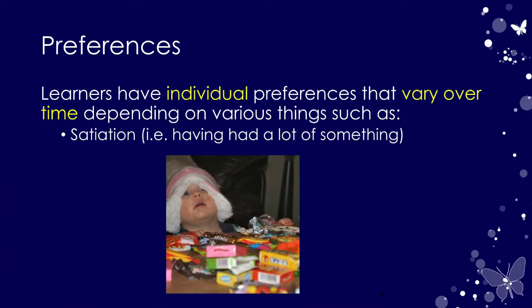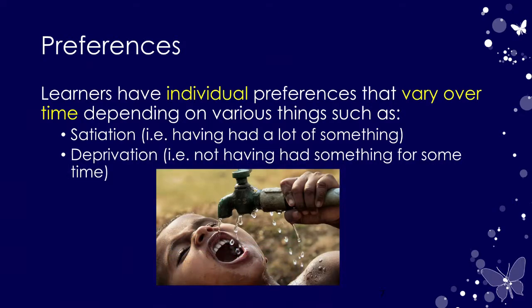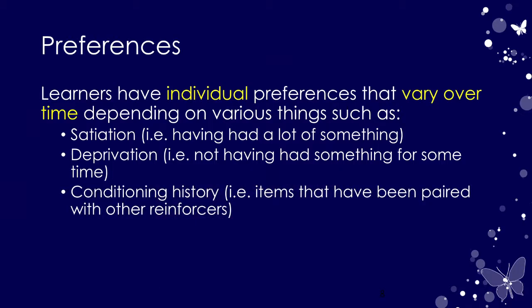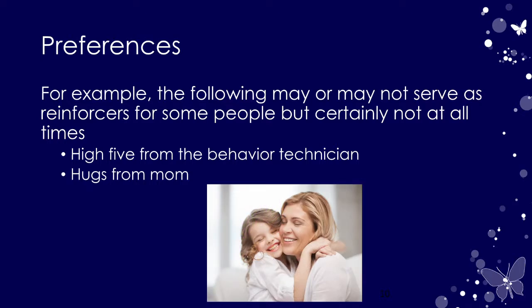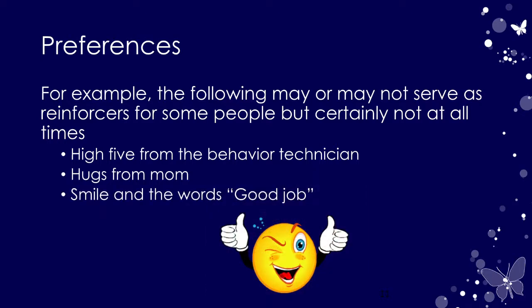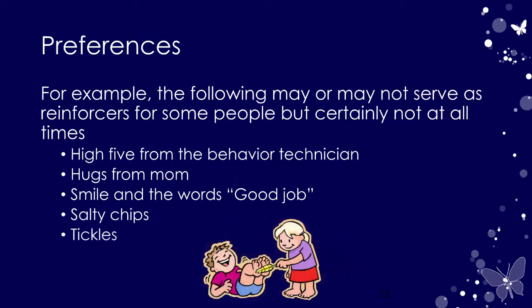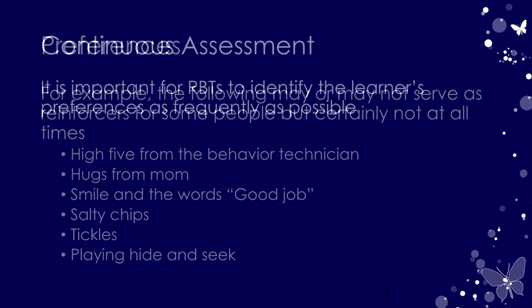Preferences. Learners have individual preferences that vary over time, depending on various things, such as satiation, that is, having had a lot of something, deprivation, not having had something for some time, and conditioning history, that is, items that have been paired with other reinforcers. For example, the following may or may not serve as reinforcers for some people, but certainly not all the time: high fives from the behavior technician, hugs from mom, smiles and words like good job, salty chips, tickles, and playing hide and seek.